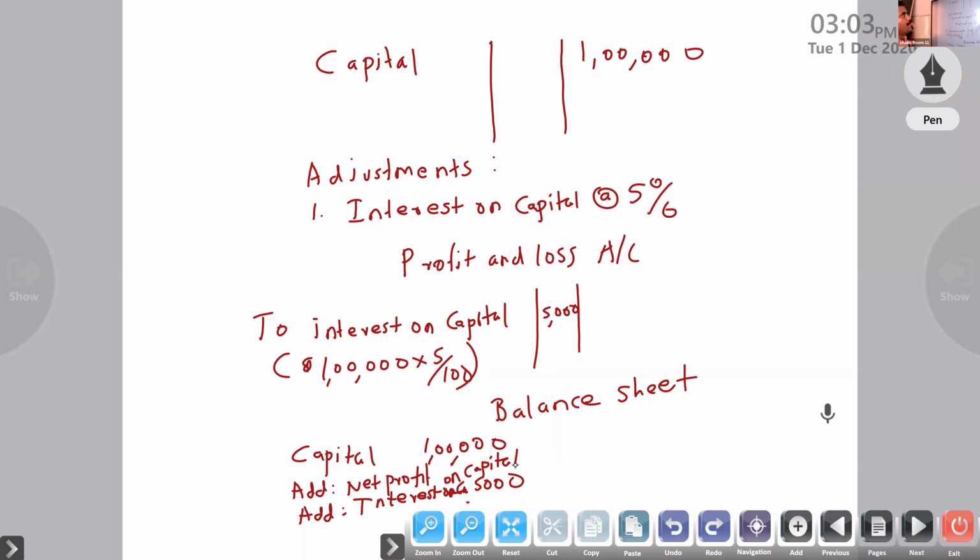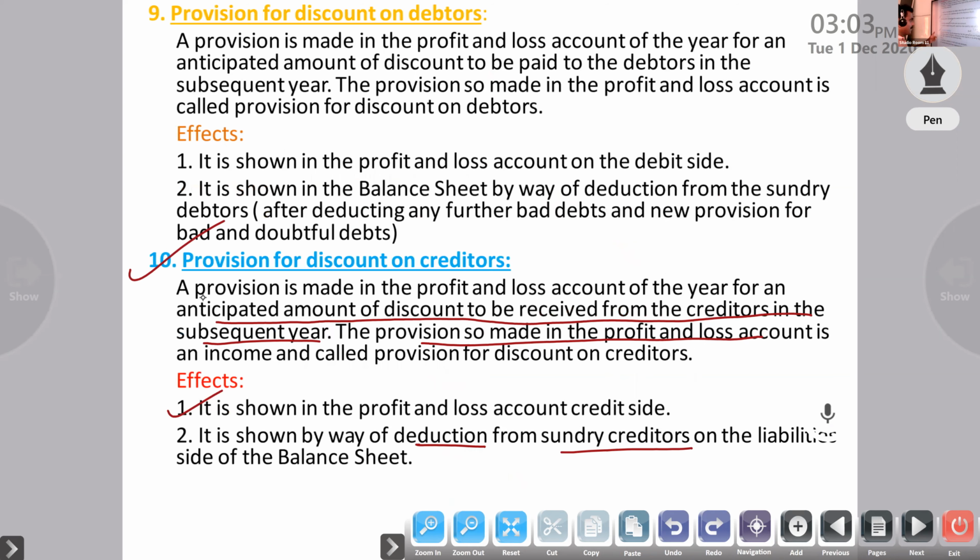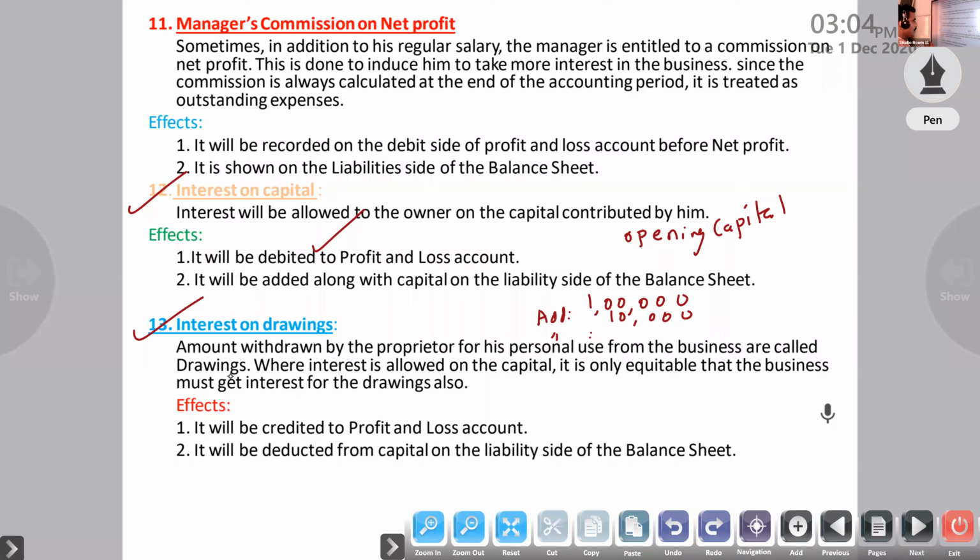So interest on capital goes on the profit and loss account debit side, and from the balance sheet you have to add it to the capital. That is interest on capital. Then interest on drawings. After this I'll stop. Tomorrow I will teach manager's commission. Interest on drawings: what do we mean by drawings? It is the amount withdrawn by the owner from the capital for personal use. Here the company will charge interest, just like interest is given to the owners, because it is equitable that the business must get interest for the drawings also.